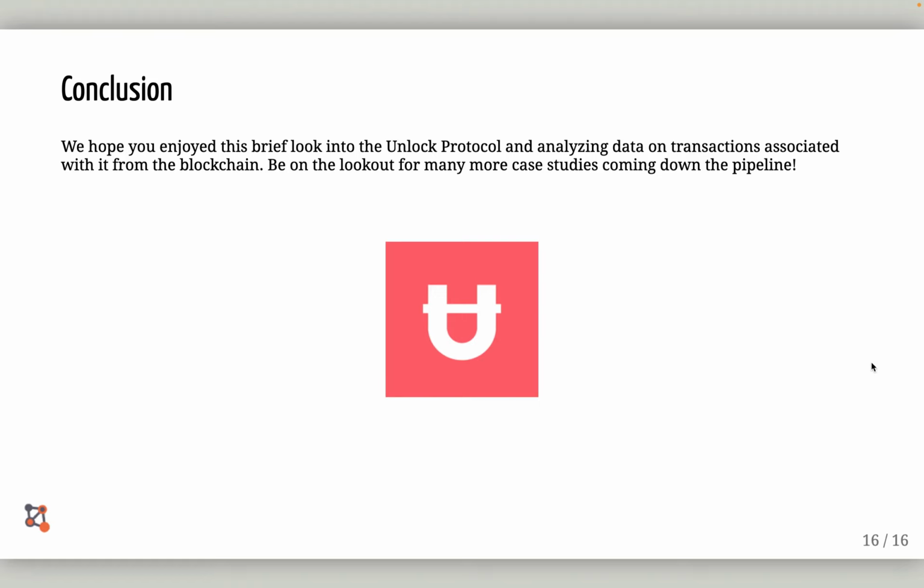So we hope you enjoyed this kind of brief little look into the Unlock protocol and the data that we found on transactions associated with it. This was a really kind of quick look based on the data that we had available. There's a lot more I'm sure that we could do.